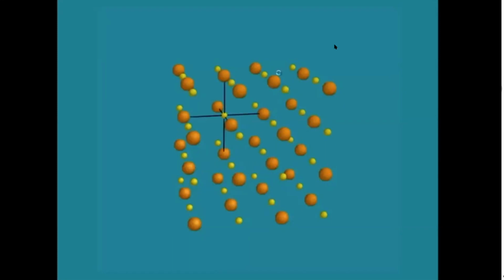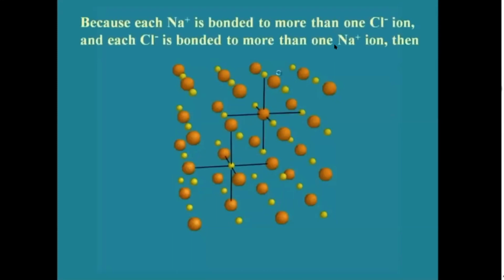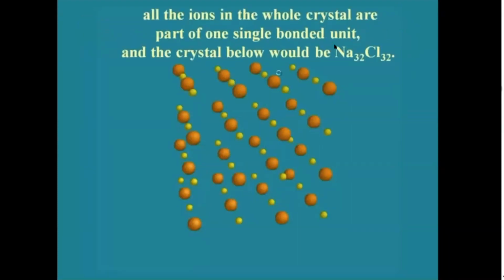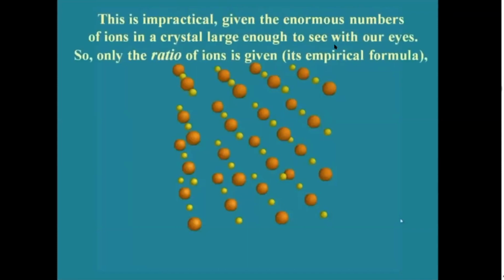So as you go throughout the crystal, you can see that is always the case. Because each sodium is bonded to more than 1 chloride ion, and each chloride ion is bonded to more than 1 sodium ion, you can think of all the ions in the whole crystal as part of one single bonded unit. And the crystal below would be Na32Cl32. So you can imagine that would be very impractical given the enormous numbers of ions in a crystal large enough to see with our eyes.